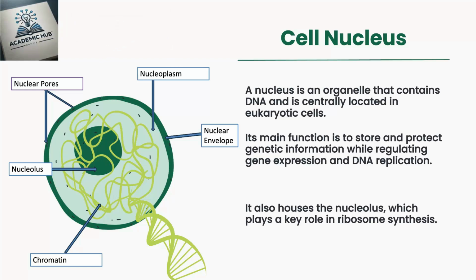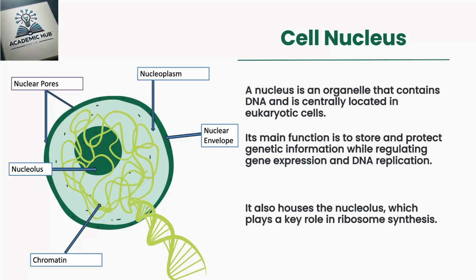Next are the functions of the nucleus. Protecting and regulating genetic information is the major, topmost function of the nucleus. The nucleus plays a central role in storing, protecting, and regulating genetic information. It ensures that the correct genes are expressed at the right time and that DNA is copied accurately during cell division.